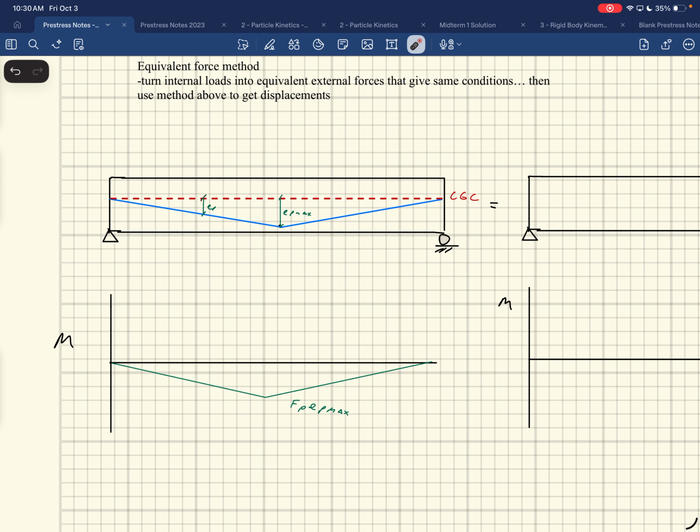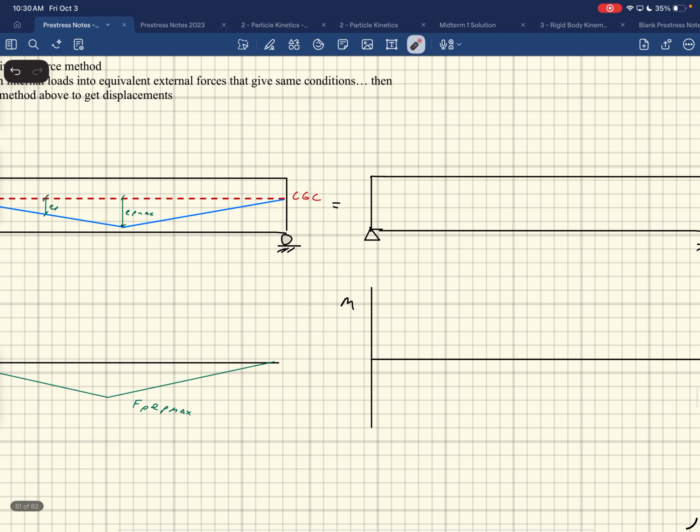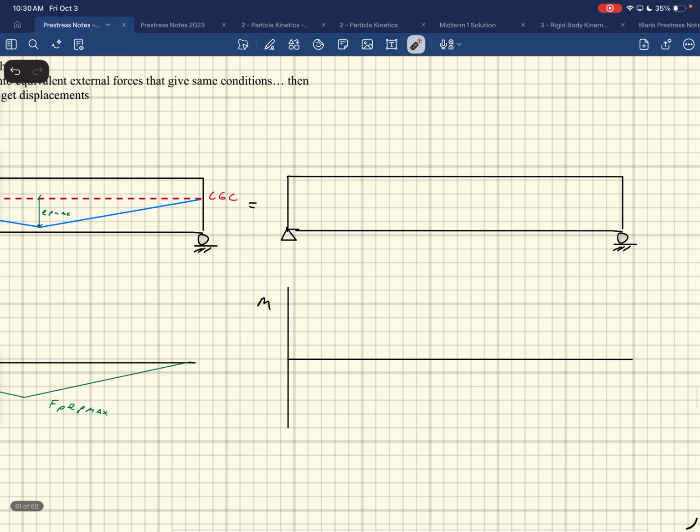So what you do is you say, all right, what kind of point load, or what, I guess I just gave it away. What kind of load would give me a moment diagram that would look like this? A point load. That's right. A point load where? In the middle. Which direction?